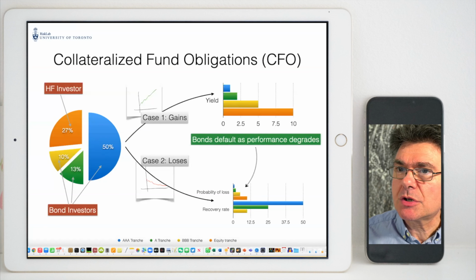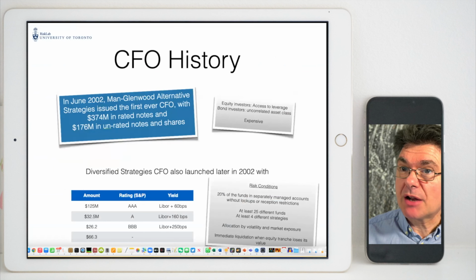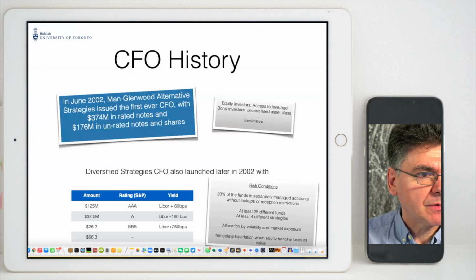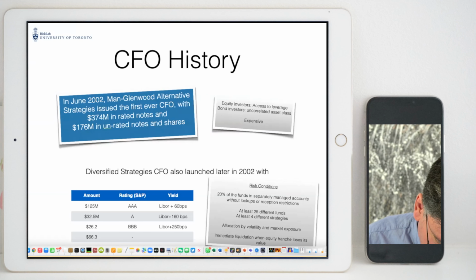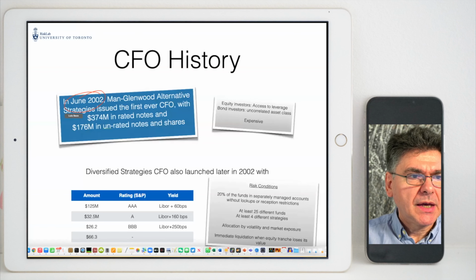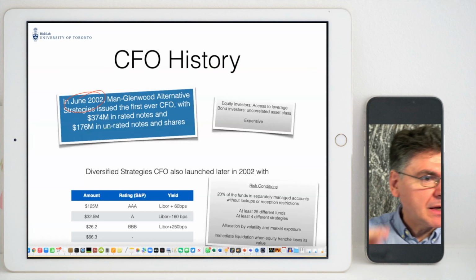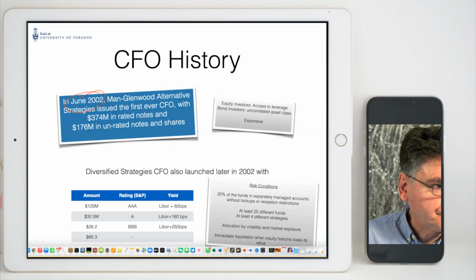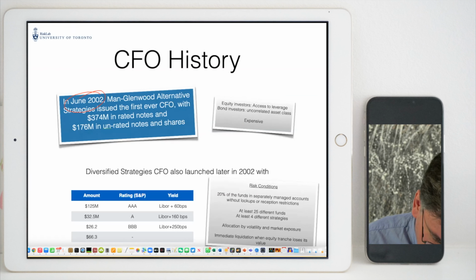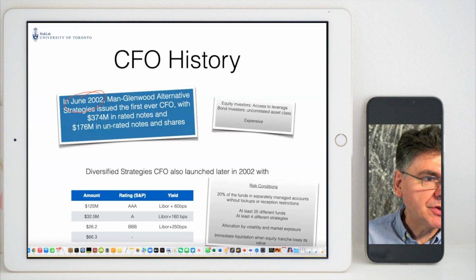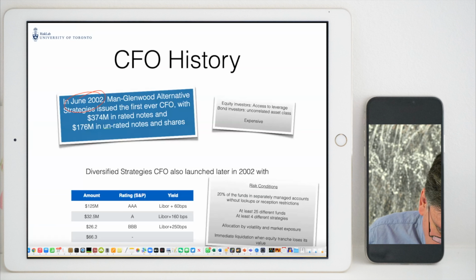And maybe what I want to do is show you something that happened in history, a real number of a real investment, so you can see how this thing works. So this is an example from 2002. It is, as far as I know, the first CFO that was created. And that was a company called Man Glenwood. Man is a very big investment firm based in London. Very big, issued the first ever collateralized fund obligation with 160 million of unrated notes.